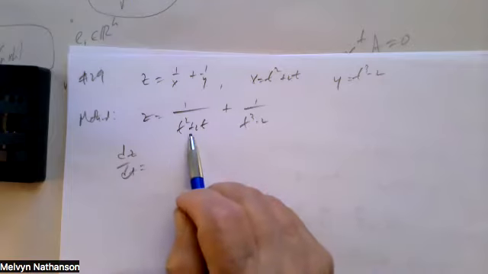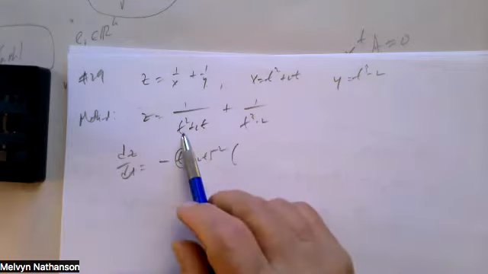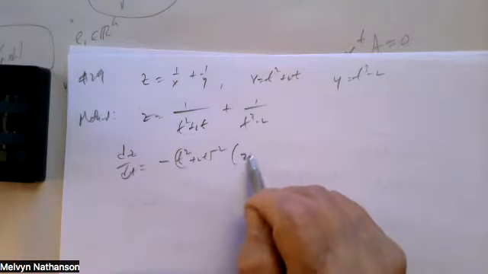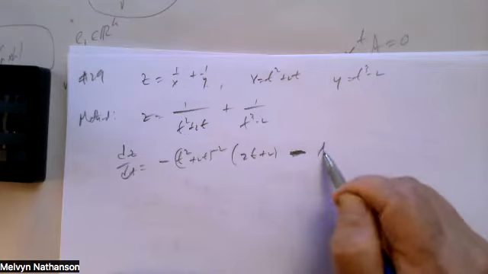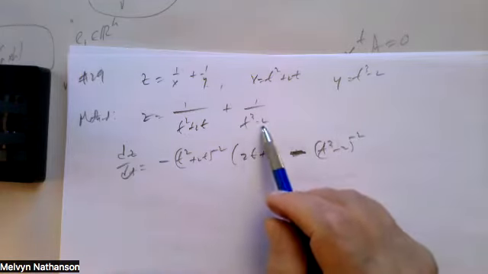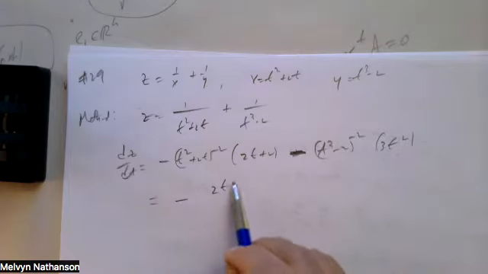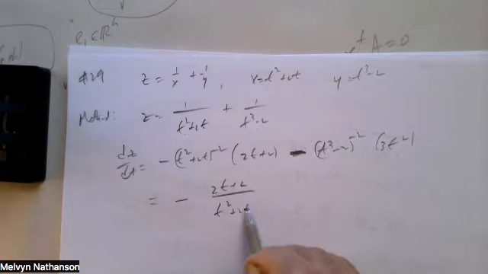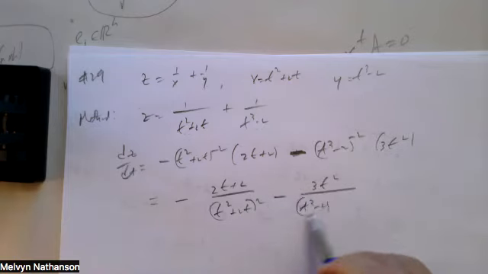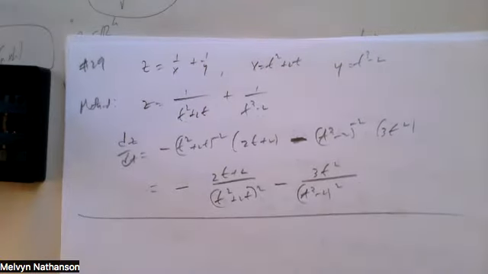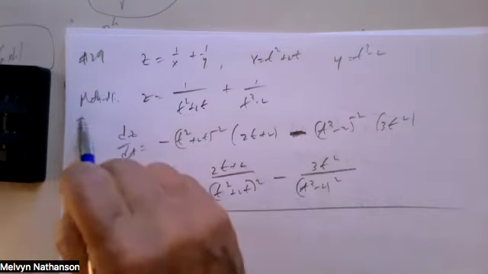Dz dt, this is t squared plus 2t to the minus 1. So it's minus t squared plus 2t to the minus 2 times the derivative of t squared plus 2t, which is 2t plus 2, plus the derivative of t cubed minus t to the minus 1, which is minus t cubed minus t to the minus 2 times the derivative of t cubed minus t, which is 3t squared. So I get minus 2t plus 2 over t squared plus 2t squared, minus 3t squared over t cubed minus t squared. So this is just using freshman calculus, Calc 1. Right. So that's method one, sort of direct substitution.